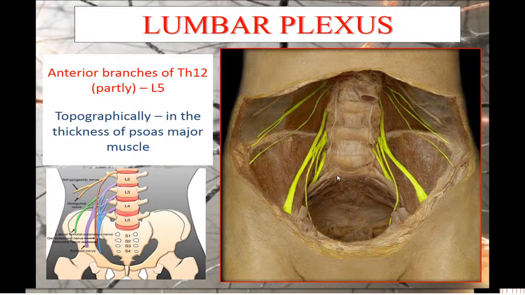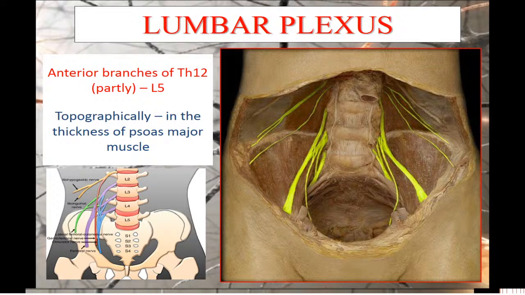Branches of lumbar plexus. First is the iliohypogastric and ilioinguinal nerves. If you will look to the nerves, you can see these nerves are very similar to the thoracic 12 anterior branch, which is subcostal nerve, also passing between the muscles of the abdominal wall and supplying to it, and also supply to the skin of the abdominal wall.